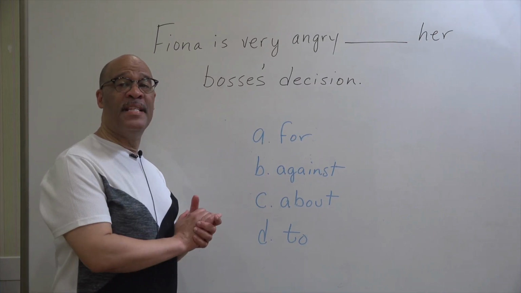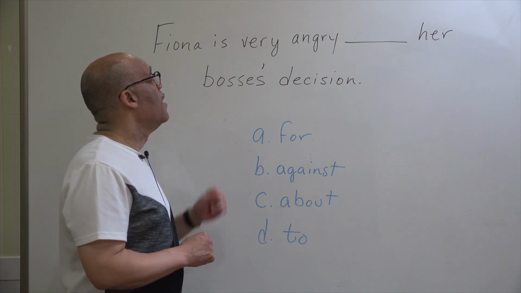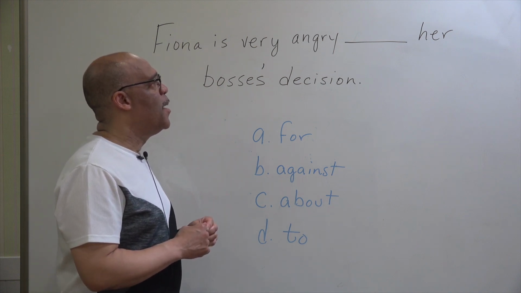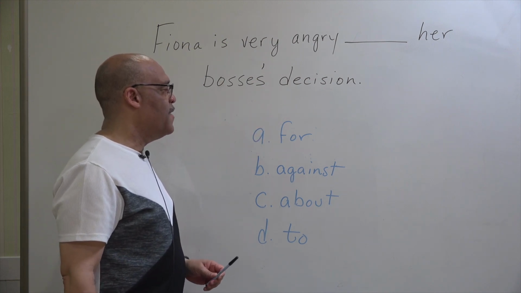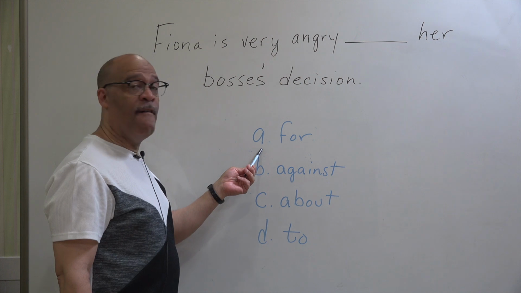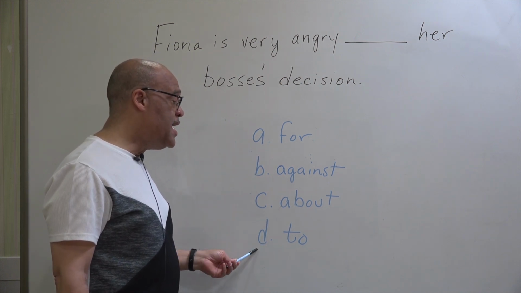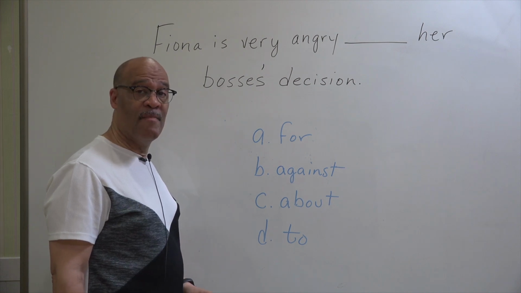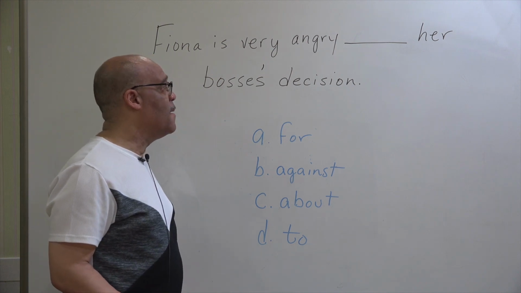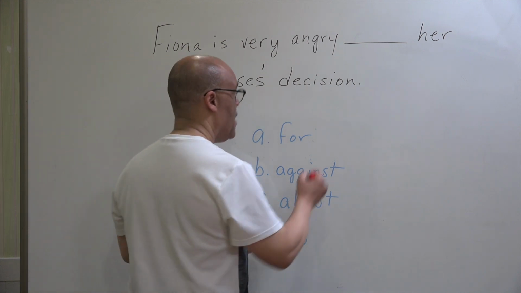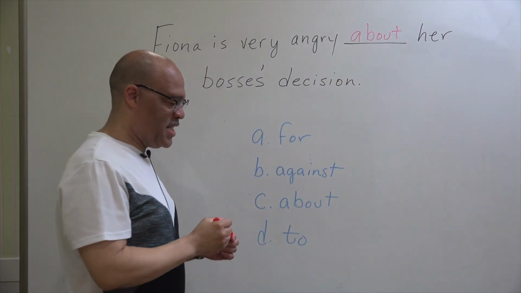Okay, now, let's look at this sentence. This sentence is dealing with the correct preposition. Fiona is very angry, blank, her boss's decision. The answer is A, for, B, against, C, about, D, to. The correct answer would be about her boss's decision.